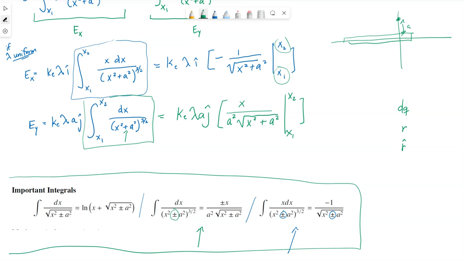So I'm going to do an example problem in the next video, and then we'll start looking at other charged objects as well.